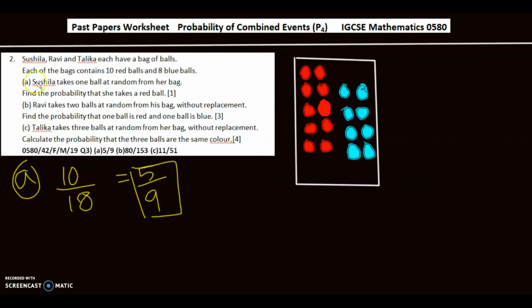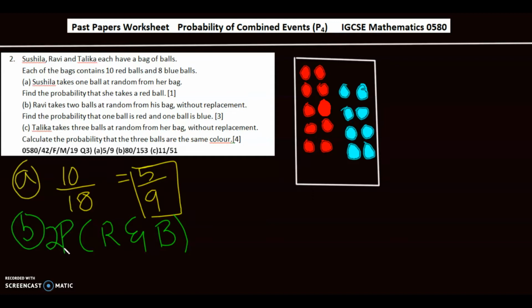Part B. Ravi takes 2 balls at random from his bag without replacement. Find the probability that one ball is red and the other ball is blue. So we're finding the probability of red ball and blue ball. We will multiply this with 2, because the first ball can be red and the second ball can be blue, or the other way around. The first ball can be blue and the other ball can be red. So we have to either find one of the probabilities and multiply it with 2, or find both these probabilities separately. So what we'll do, we'll find one probability, red, blue, and multiply it with 2, so that we're also considering blue and red.